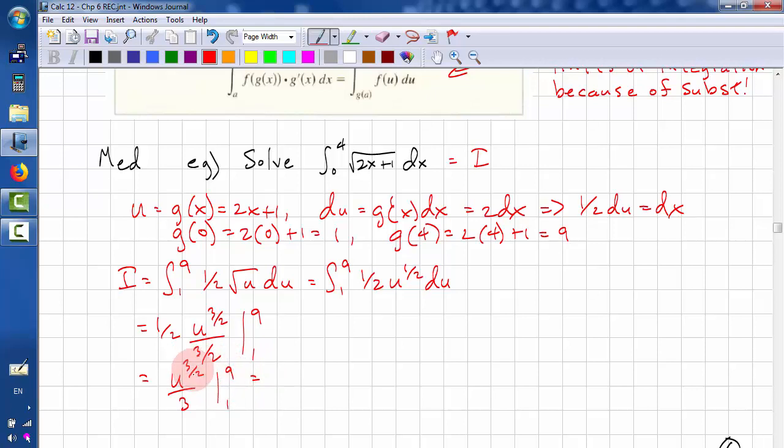And we have 9 to the power of 3 over 2. That's 27 over 3. And we have 1 to the power of 3 over 2. That's 1 over 3. So our answer is 26 over 3. Notice here, if we change our limits of integration, we don't have to substitute back.